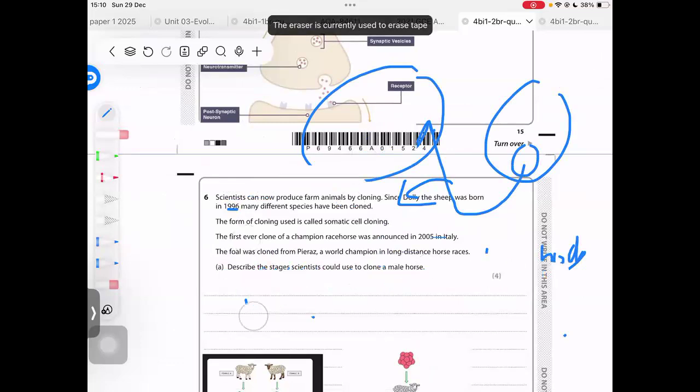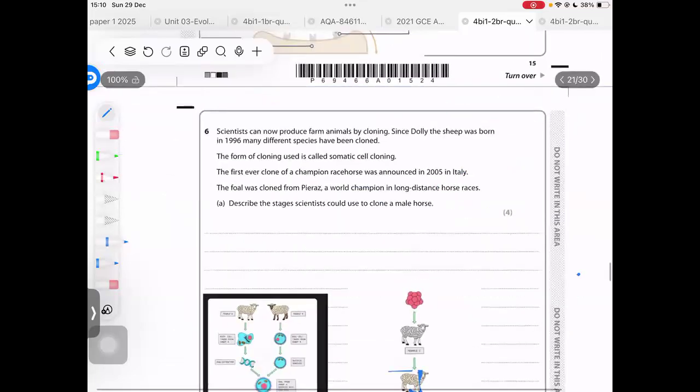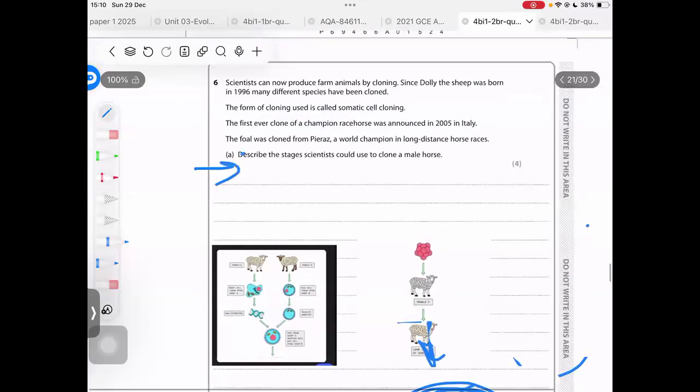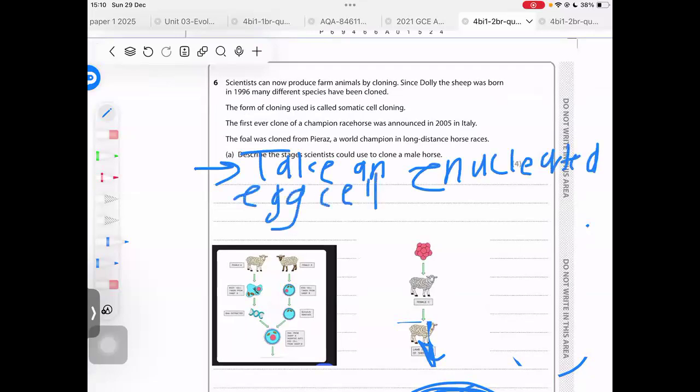First you can start like this. I don't like to go with the marking scheme because it doesn't have any pattern actually. So it's better to go like this, okay? I'll tell you how to go through it. Then it has a pattern, a flow, and it makes sense. First you can say, take an enucleated egg cell. Enucleated means the nucleus is removed.